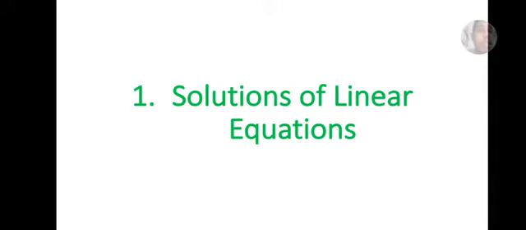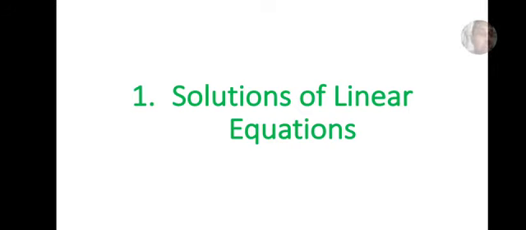Good morning students. Today we are going to start a new unit, that is Unit 6. In this first chapter, solutions of linear equations. We have a total of 2 chapters. In this first chapter we will discuss solutions of linear equations.